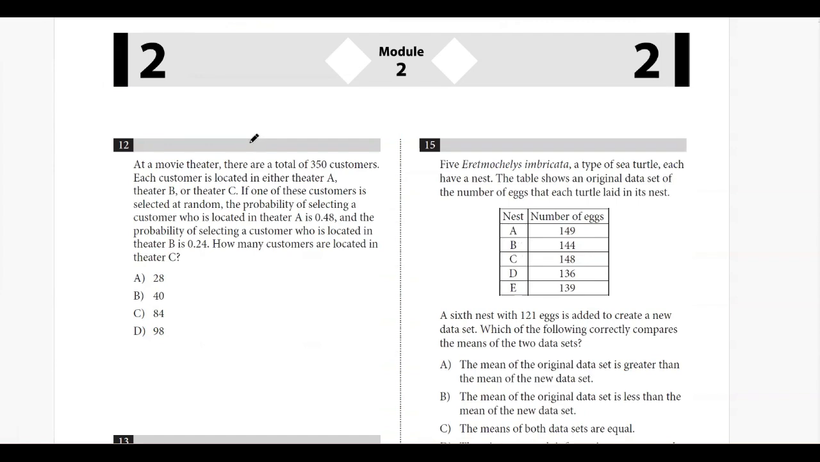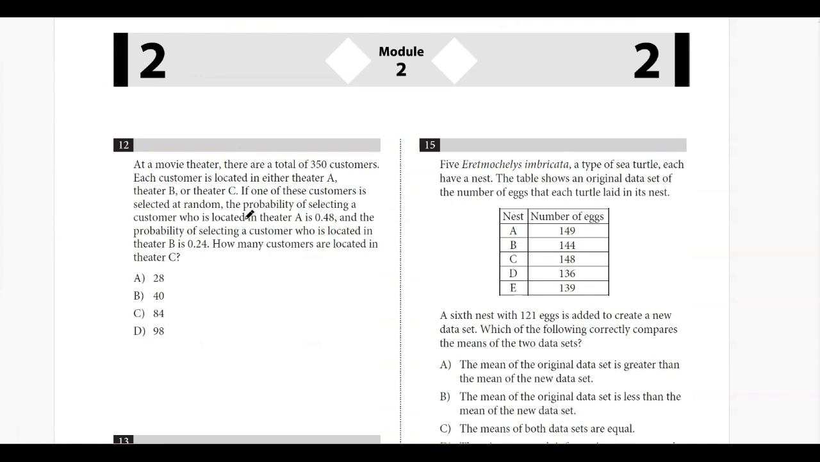At a movie theater, there are a total of 350 customers. Each customer is located in either theater A, B, or C. If one of these customers is selected at random, the probability of selecting a customer who is located in theater A is 0.48. The probability of selecting a customer who is located in theater B is 0.24. How many customers are located in theater C?